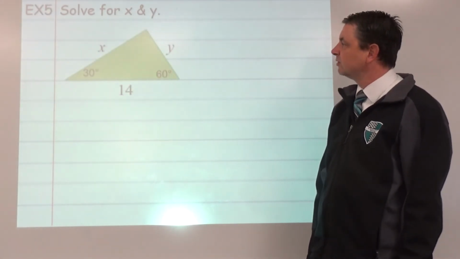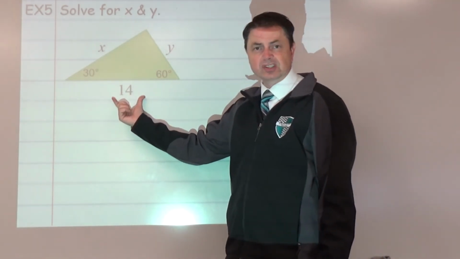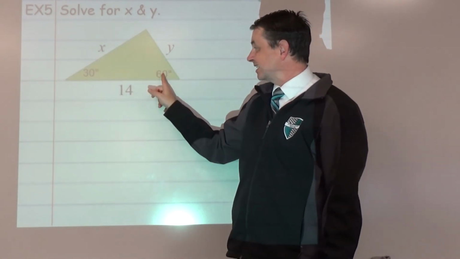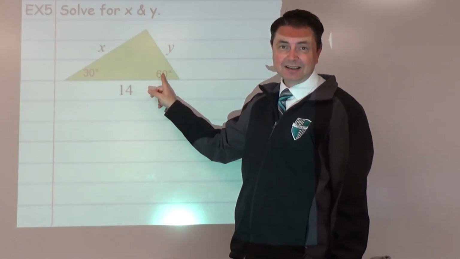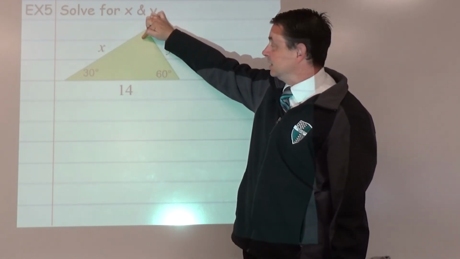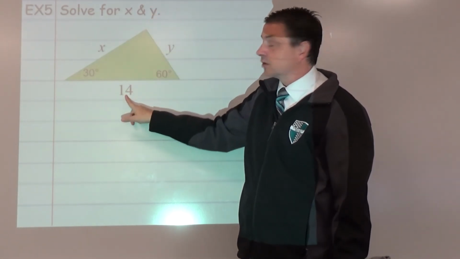All right, example number 5. This time, our given side is the hypotenuse. It's opposite the right angle. How do we know this is a right angle? Well, that's 30. That's 60. Added together makes 90. The three angles have to add up to 180, so that has to be 90. So that's a right angle, even though we haven't indicated it. And opposite of that is the 14.